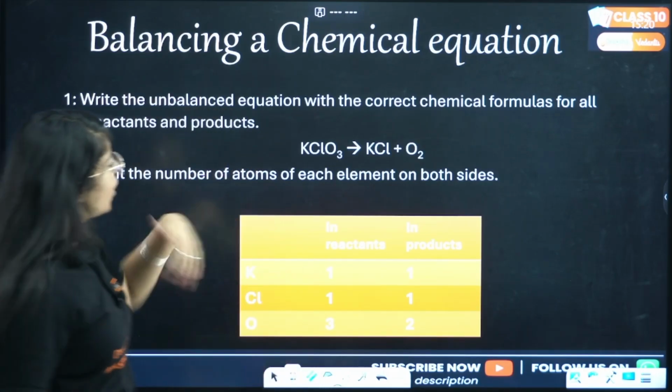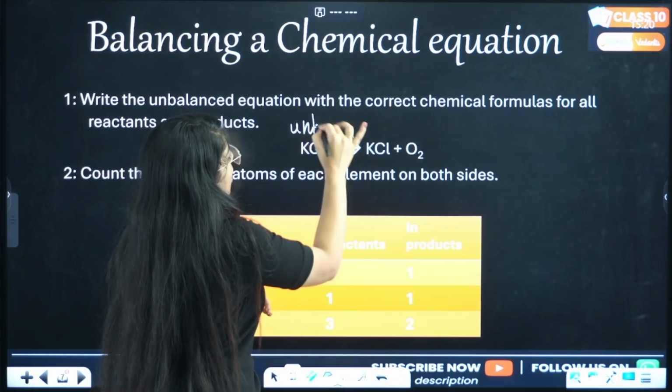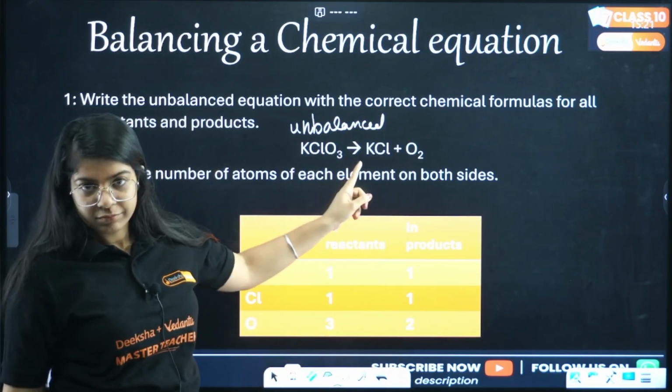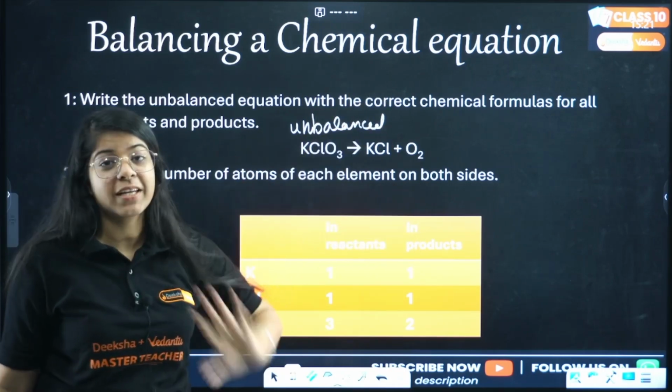Now, first of all, just write the unbalanced equation. Whatever you know, just write the unbalanced equation. KClO3. It decomposes. We'll study what decomposes means.